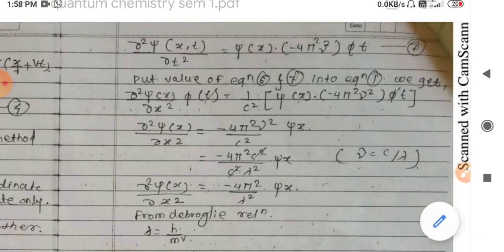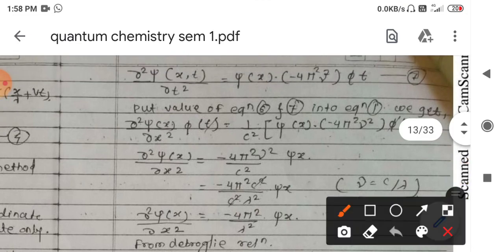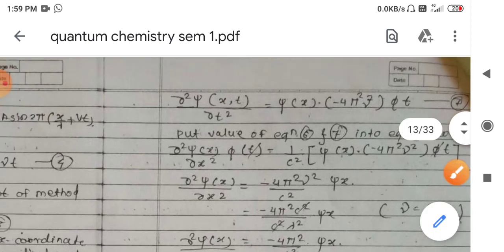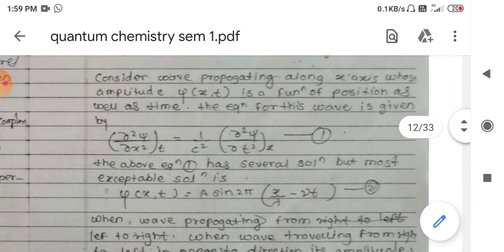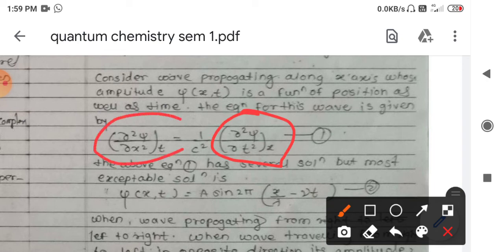So once we have got the value of d2 psi upon dt square, which is psi of x into minus 4 pi square nu square into phi of t, in order to obtain the d2 psi upon dx square value, we substitute that whole expression into equation number 1. Equation number 1 is d2 psi upon dx square equals 1 upon c square into d2 psi upon dt square.